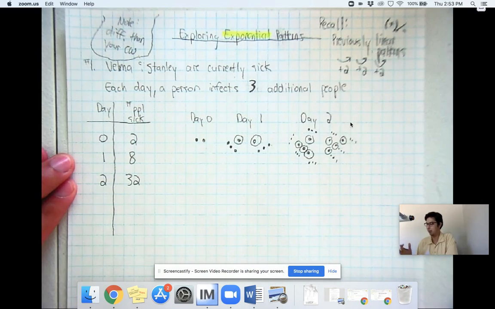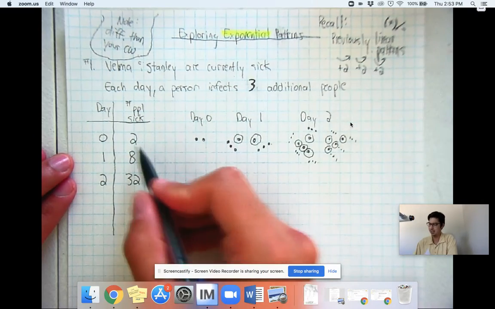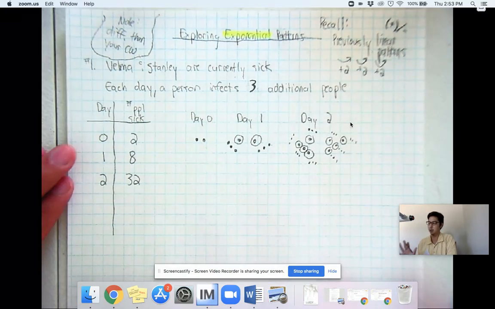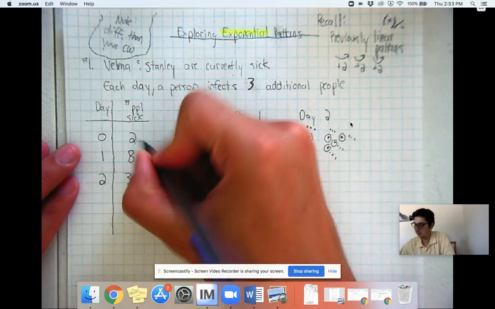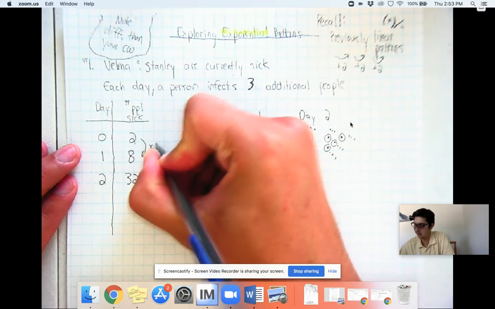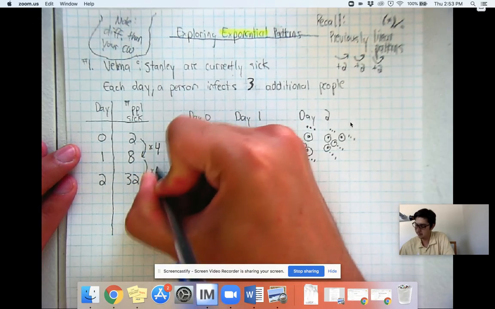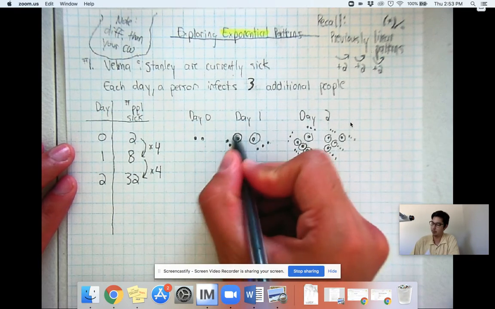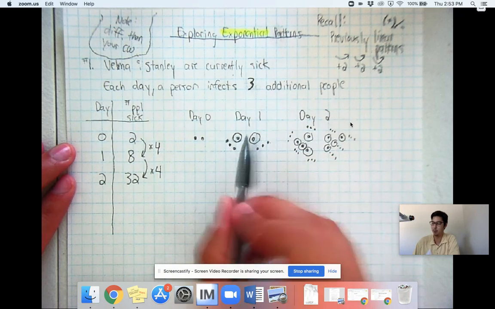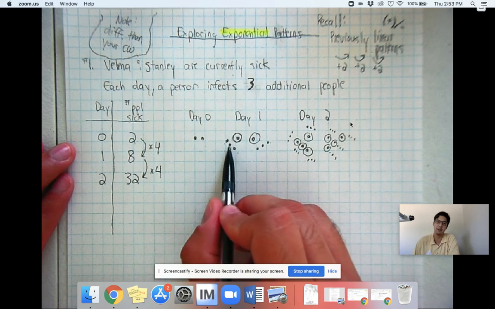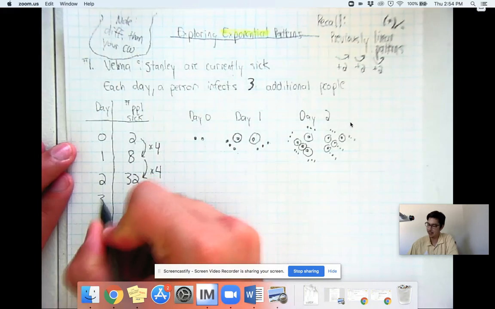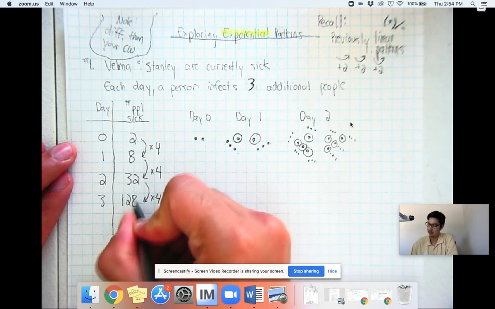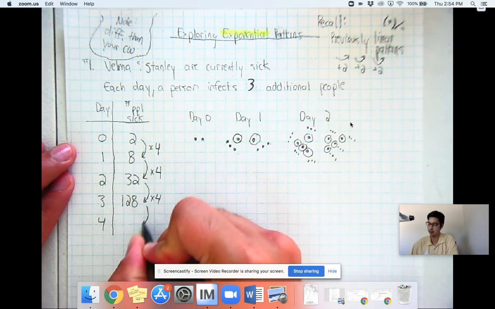But what's the pattern here? You might be thinking, okay, is it addition? +6? Well, +6 doesn't work because 8 plus 6 isn't 32. And the trick here is the pattern's not actually addition. The pattern is multiplication. Here it's timesing by 4. And you can see that maybe from a picture here: when you have one person, they infect 3, well, that one person quadruples in size from 1 to 4. There's 4 sets of 1, a different way to think about it. And that is the pattern here, is this will continue to times by 4, moving down this table as far as we need to go.